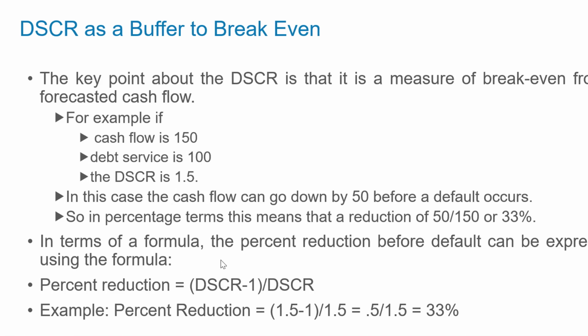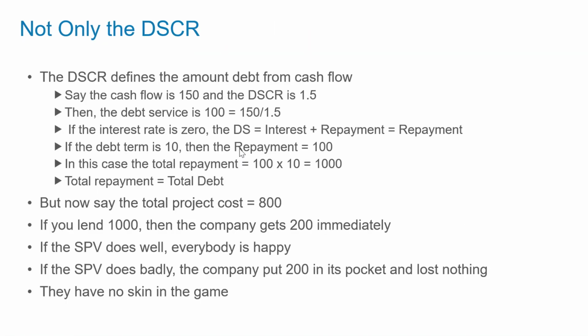And if we would take 1.5 minus 1, that gives me 0.5, and divide that by the DSCR of 1.5, I get 33%, which is 50 divided by 150. That's how you use the DSCR or the LLCR or the PLCR. It's a ratio of a buffer. And that's a pretty good way to look at things.